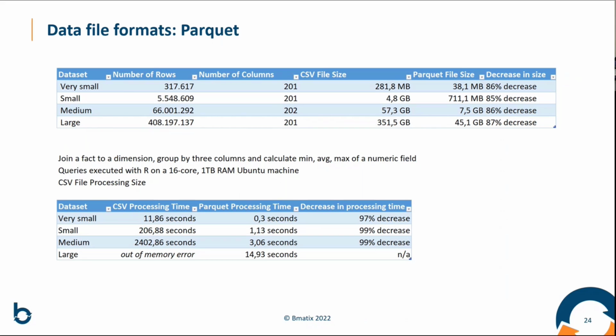The first table looks at the file size differences. I take the large one because the optimizations made by Parquet are the most prominent, or the most eye-popping, there. The CSV file containing these 408 million rows was 351 gigabytes in size, and when stored in Parquet format, it was only 45 gigabytes. So we have an 87% decrease in size on disk, which again matters for your cloud costs and your storage costs. And this was across the board, the decrease in size.